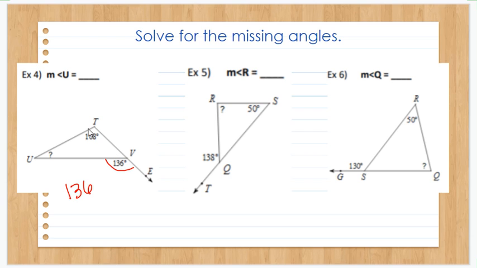So the math problem for these is super easy. You take the exterior angle and you subtract the remote that you know, and then that leaves you with 136 minus 108 is 28. So 28 degrees is going to be the other angle, because remember, together this angle plus this angle have to equal this angle. So 28 plus 108 is 136. So this angle right here that we're missing, the measure of angle U, is 28.